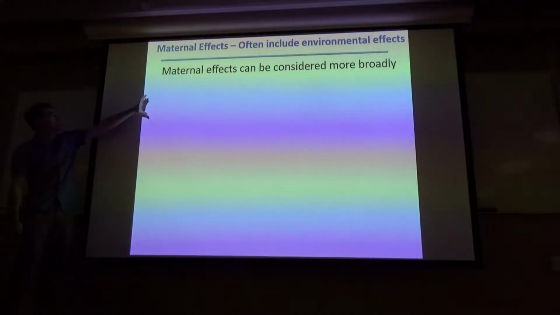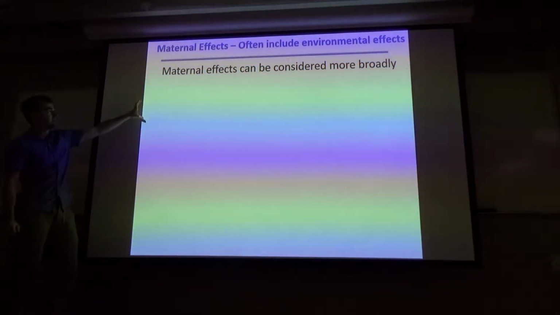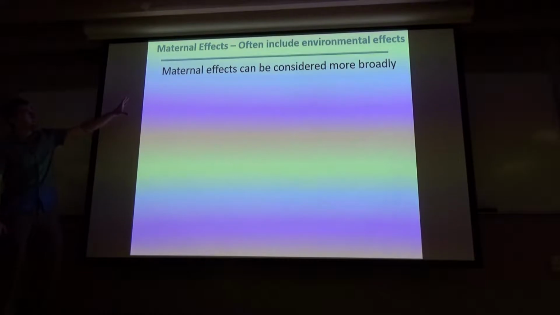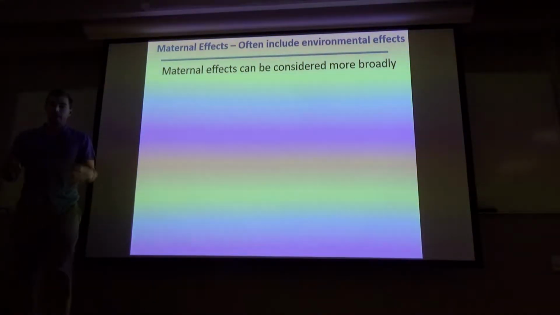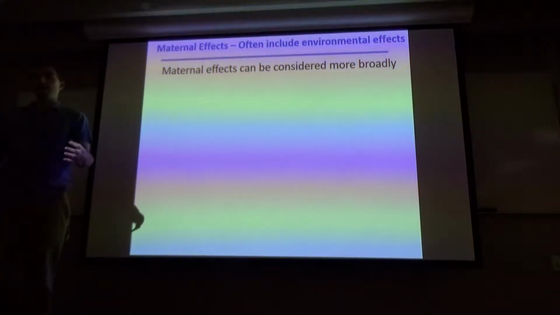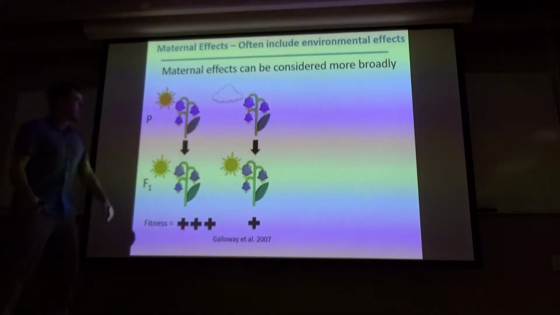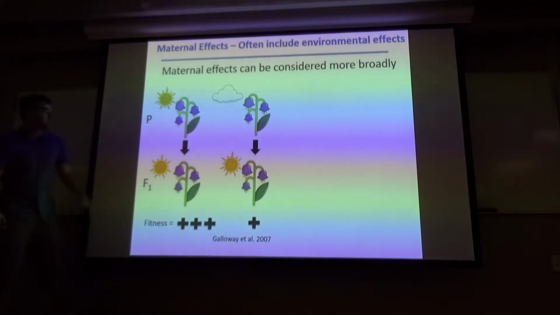When we finished up last time, we were talking about maternal effects, the dextral and sinistral snails. But maternal effects can be considered more broadly, where environmental impacts on the mother can be passed along as information to their offspring. I gave you this example in Campanula. This is a paper from Science in 2007.